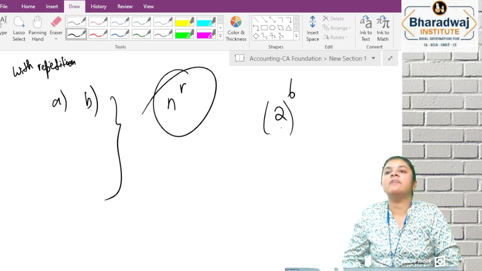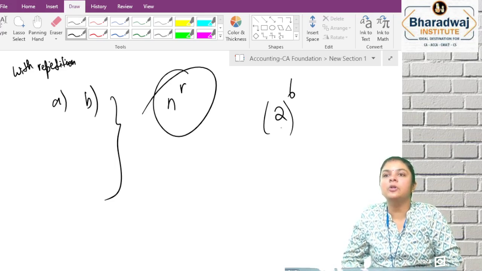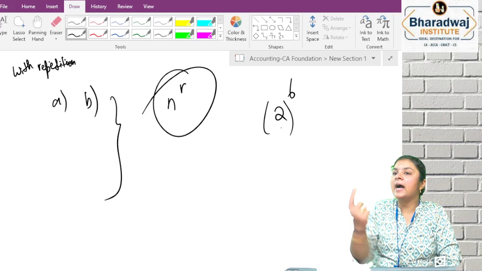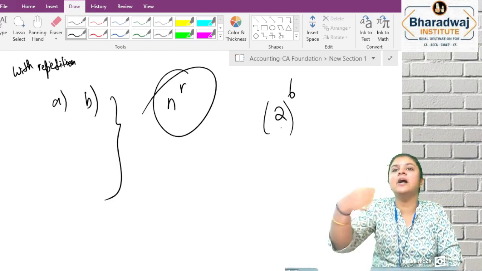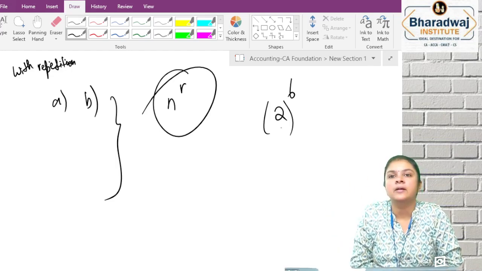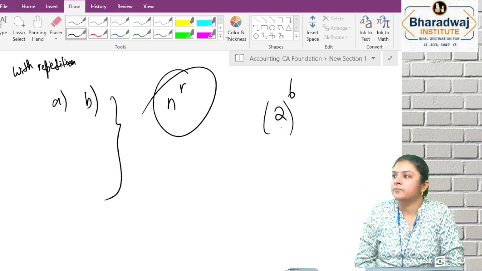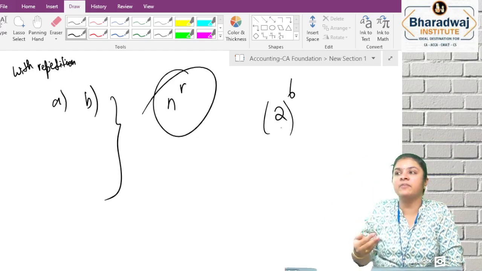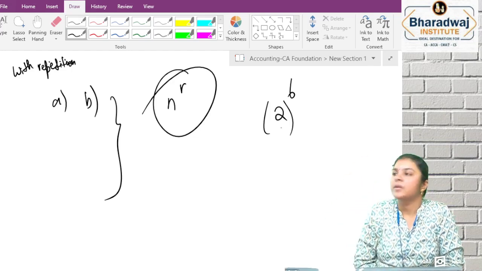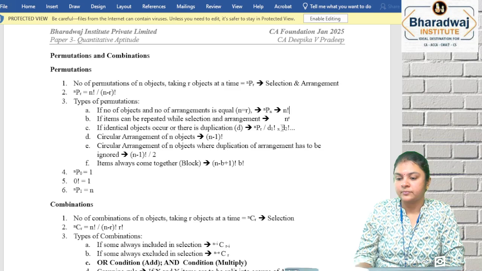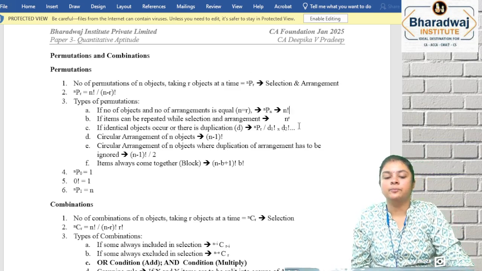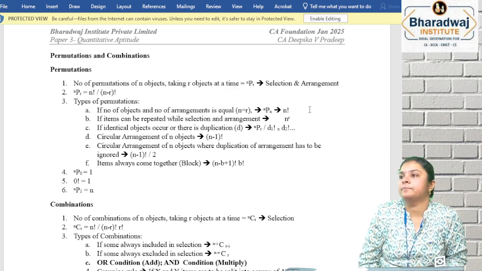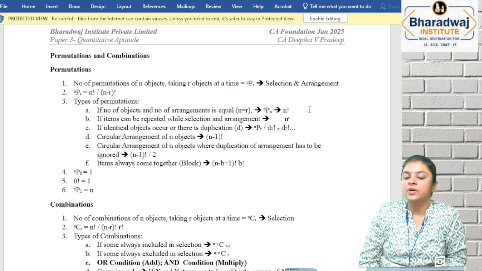Whenever you are looking at the repetition rule, you should see for the first item, if only one item is there, how many occurrences are possible. That will become N, and the total number of items will become R. Am I clear? Third rule. The rule of duplication.